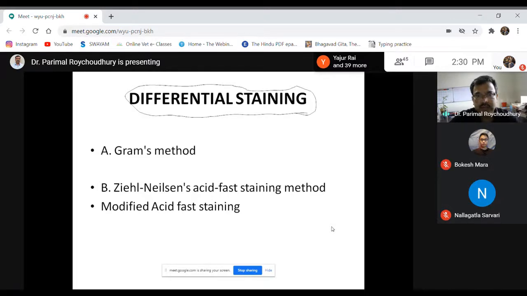So another staining technique has been identified, called the Ziehl-Neelsen acid-fast staining method. So specifically, it can differentiate acid-fast and non-acid-fast bacteria. So it's an example of differential staining. And later on, some modifications of these staining techniques were developed, and we call them the modified acid-fast staining, or shortly MZN staining, modified Ziehl-Neelsen staining, for demonstration of certain bacteria.